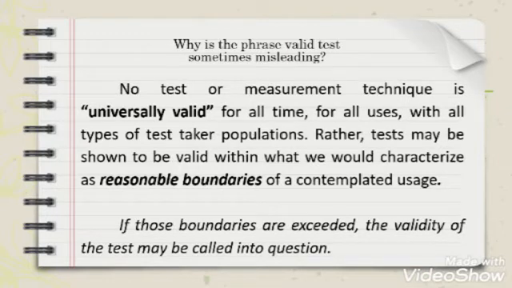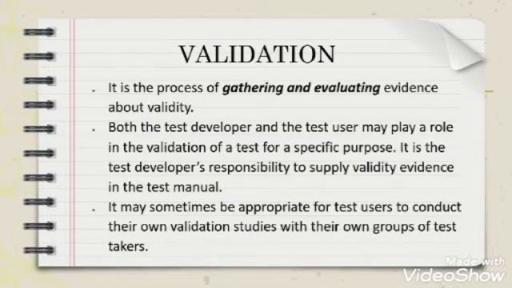Now, why is the phrase "valid test" sometimes misleading? Because no test or measurement technique is universally valid for all time, for all uses, with all types of test taker populations. Rather, they may be shown to be valid within what we call reasonable boundaries. So, if those reasonable boundaries are exceeded, then the validity of the test may be called into question.